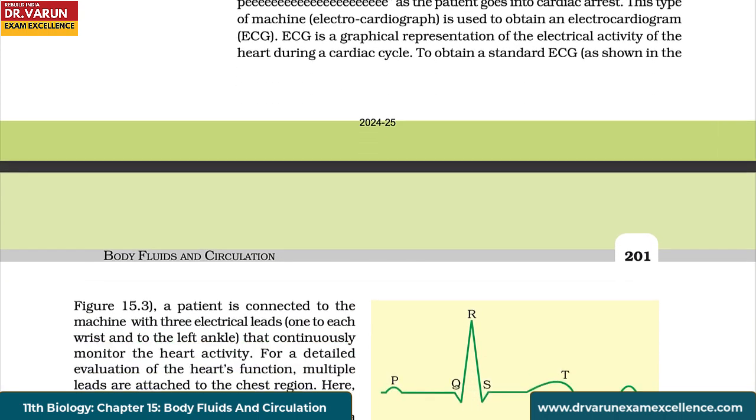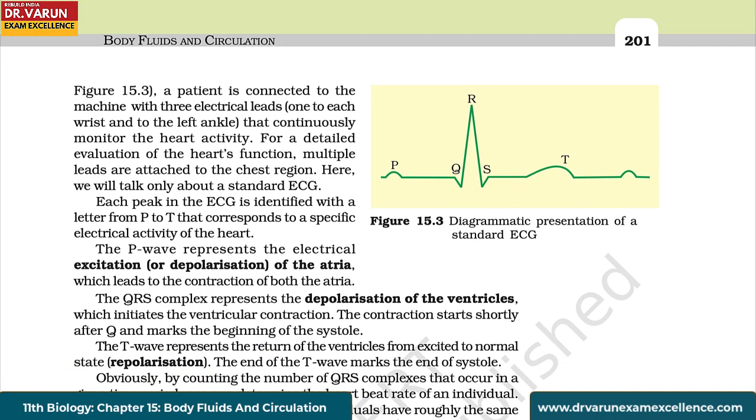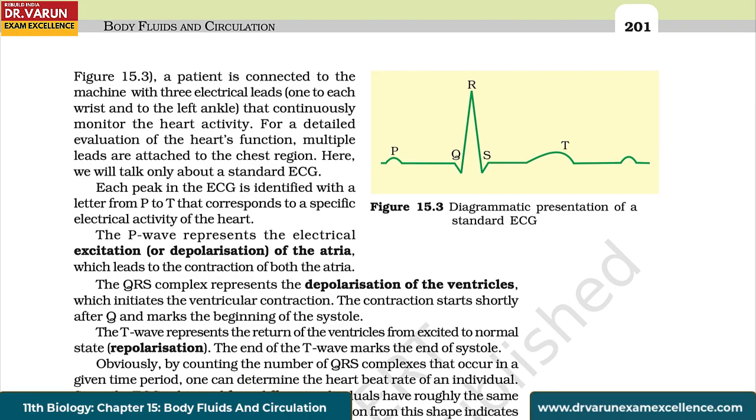ECG is a graphical representation of the electrical activity of the heart during a cardiac cycle. To obtain a standard ECG as shown in the figure 15.3, a patient is connected to the machine with 3 electrical leads, one to each wrist and to the left ankle, that continuously monitor the heart activity. For a detailed evaluation of the heart's function, multiple leads are attached to the chest region. Here, we will talk only about a standard ECG.